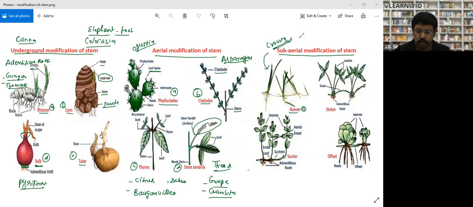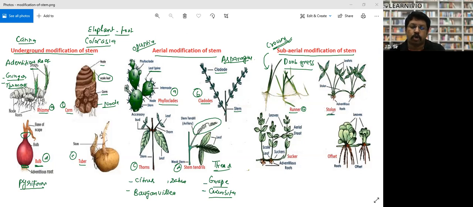Example, lawn grass or doob grass. Have you seen that? Normal grass on your playground. Actually, the scientific name of doob grass is Cynodon dactylon. So that is actually grasses, right?